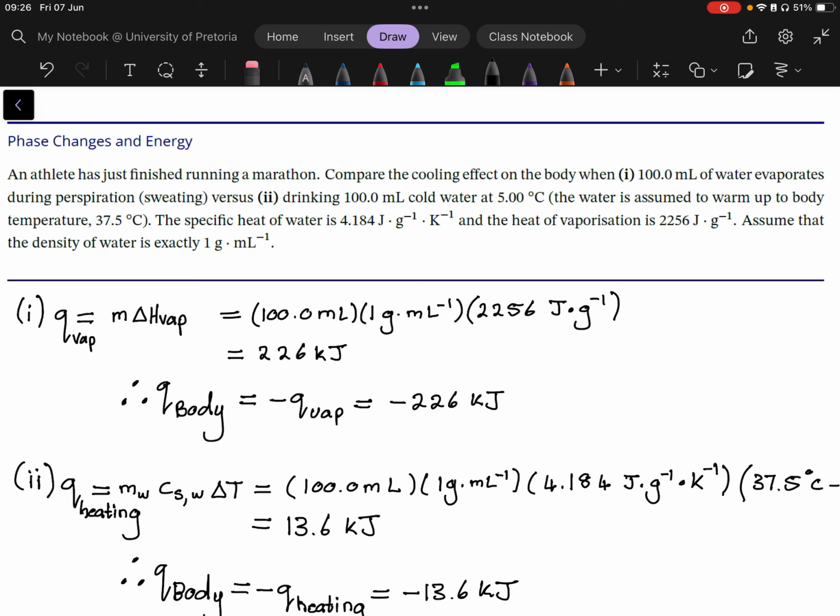So, the example here specifically says an athlete has just finished running a marathon. Compare the cooling effect on the body when 100 milliliters of water evaporates during perspiration, as sweating, versus drinking 100 milliliters of cold water at 5 degrees Celsius. The water is assumed to heat up to 37.5 degrees Celsius. And then we're given the constant values that we would require.